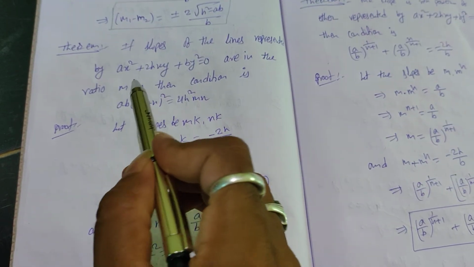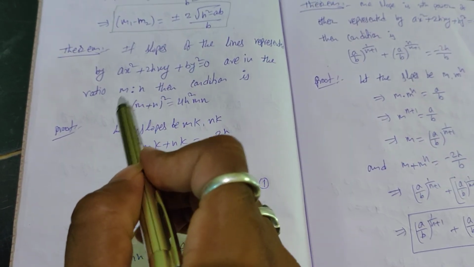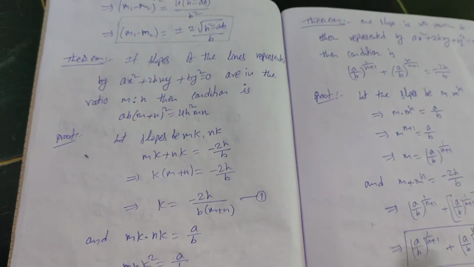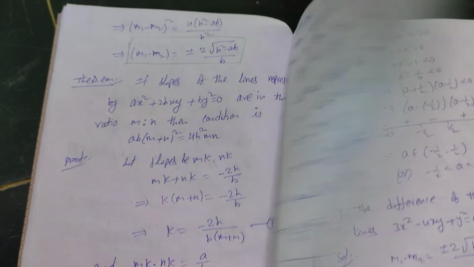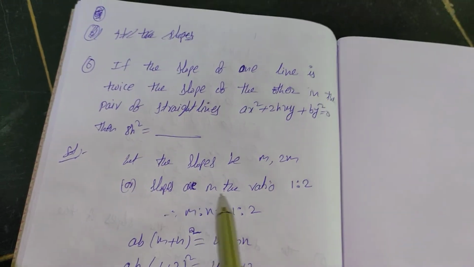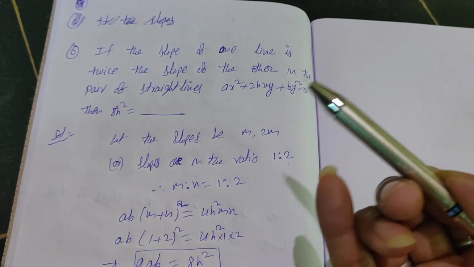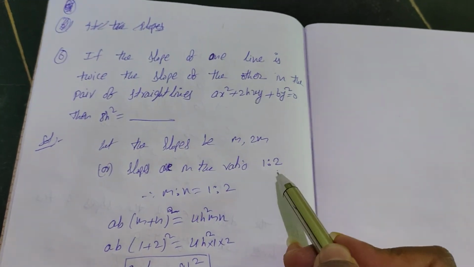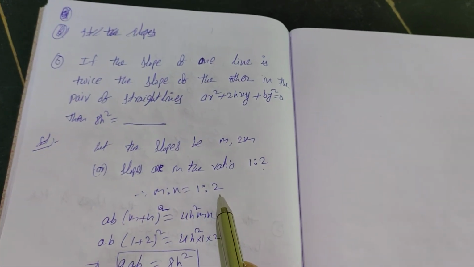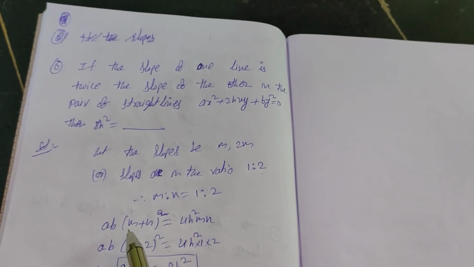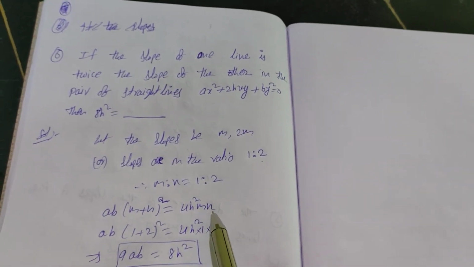So here one is 2 times the other, which means m is to n is nothing but 1 is to 2. So if I am using the direct formula here, the slopes are in the ratio 1 is to 2. That means one is twice the other one, so m is to n is equal to 1 is to 2. So our condition is ab of (m plus n) whole square is equal to 4h square into mn.